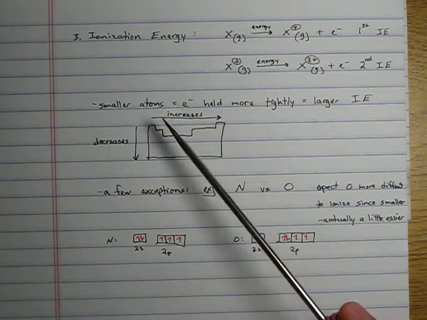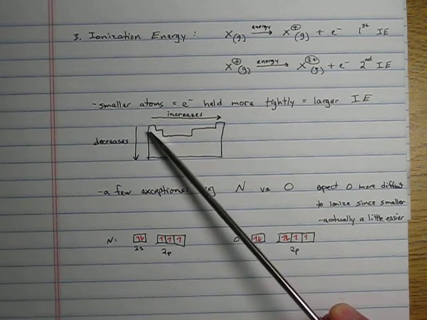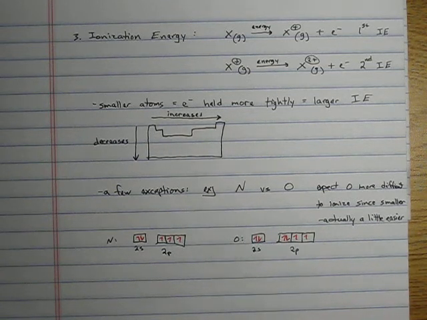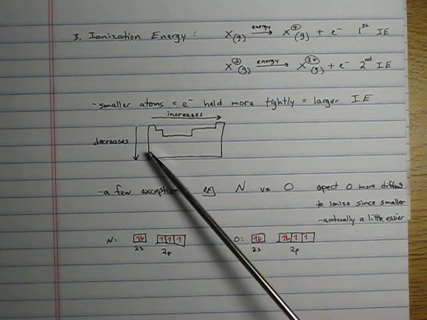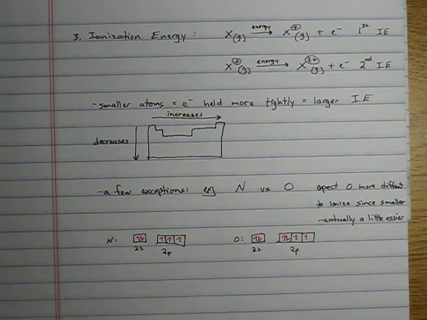By the same token, since we know that atoms get larger going down the periodic table, the larger the atom, the less tightly it's holding on to its valence electrons, which means the easier it is to take those electrons. Ionization energy decreases. It becomes easier to take electrons away from larger atoms as we go down the table.